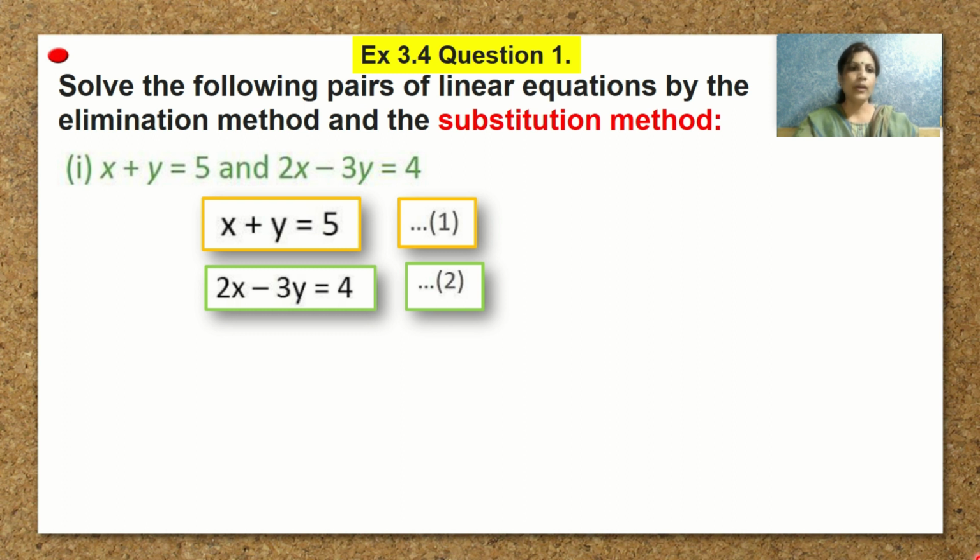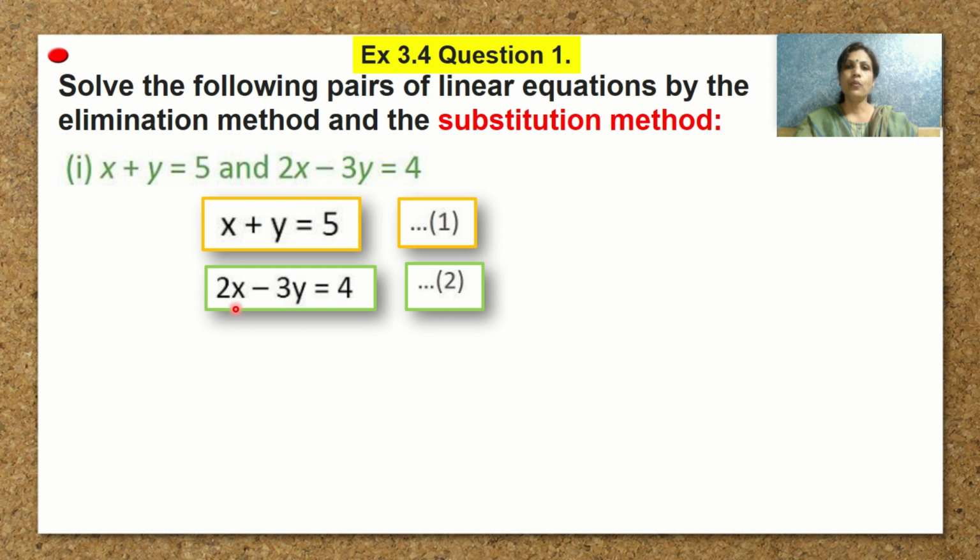Now please understand, when we solve the sum by elimination method, what you have to do is, you have to first check the coefficients of x and y. Now here in the given equation, in the first equation, coefficient of x is 1 and coefficient of y is also 1. Whereas in the second equation, coefficient of x is 2 and coefficient of y is minus 3. What we have to do is, we have to make the coefficients of either x or y similar, so that we can cancel out that and find the value of other variable.